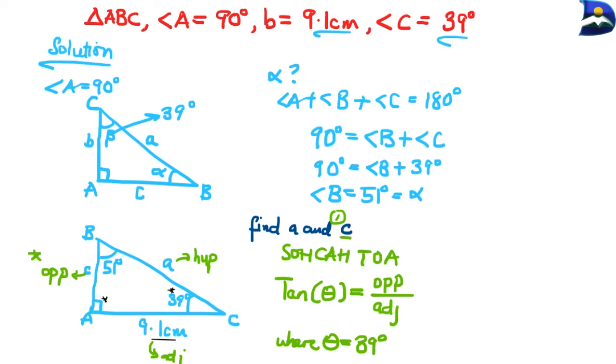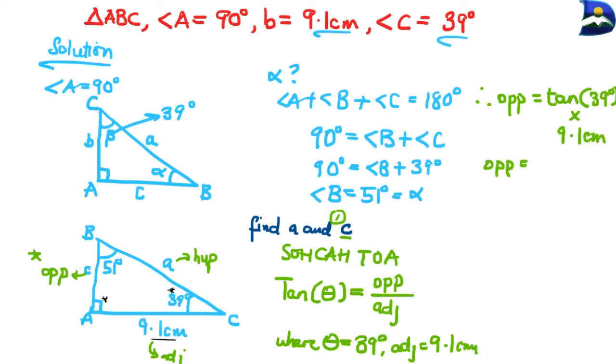Therefore, we'll be able to determine what this particular opposite is, knowing that our adjacent is equal to 9.1 centimeters. We determine the opposite by doing tan of 39 degrees. Take note, we're multiplying our answer by 9.1 centimeters. And therefore, our opposite, which is in this case side C, is, after rounding, approximately 7.4 centimeters. And so our C length is determined to be 7.4 centimeters.